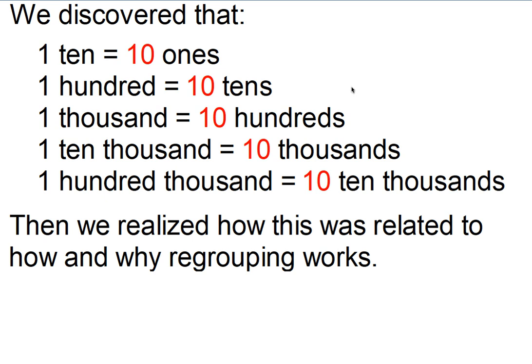We discovered and we know that 1 ten equals 10 ones, 100 is equal to 10 tens, 1,000 is equal to 10 hundreds, 10,000 is equal to 10 thousands, and 100,000 is equal to 10 10,000s. And then we realized how this was related to how and why regrouping works. And that's why the magic number is 10 all the time. Okay, so we're going to look at how we're going to regroup across zeros.